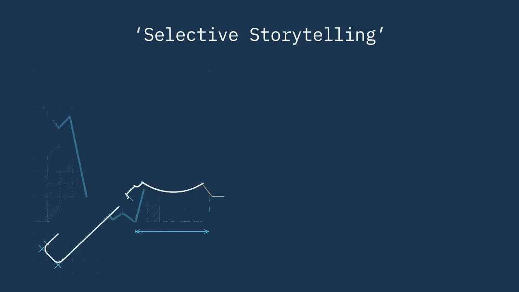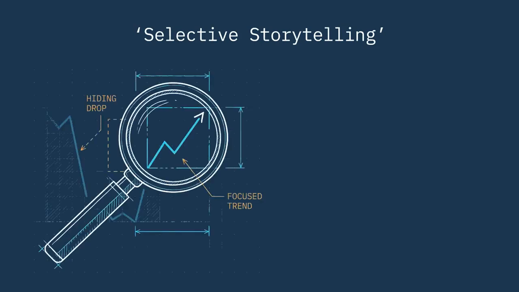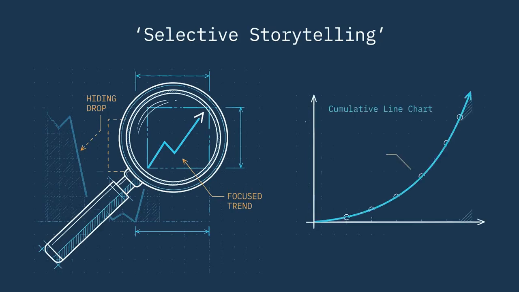Next is selective storytelling. You can make almost any trend look good or bad by choosing where to start and stop. Show only the last 6 months and ignore the last 10 years. Use a cumulative chart that always goes up even when current performance is falling. The data can be technically correct while the conclusion is deeply misleading.